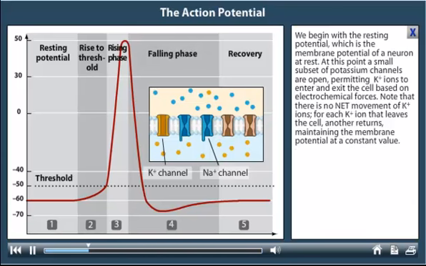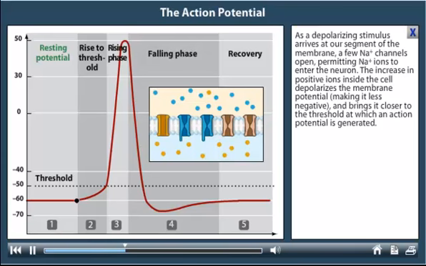We begin with the resting potential, which is the membrane potential of a neuron at rest. At this point, a small subset of potassium channels are open, permitting potassium ions to enter and exit the cell based on electrochemical forces. Note that there is no net movement of potassium ions. For each potassium ion that leaves the cell, another returns, maintaining the membrane potential at a constant value.